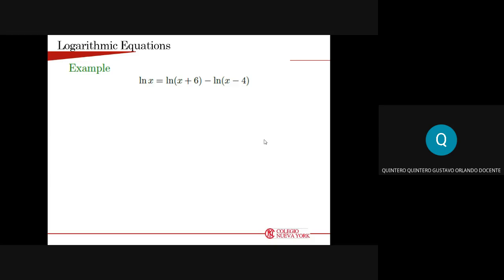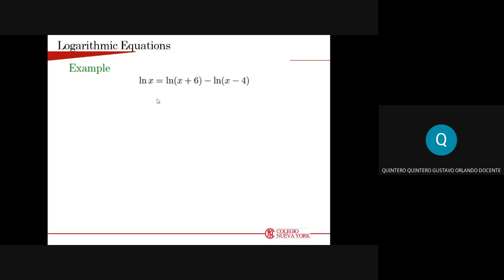One example with natural logarithms. This is the mother of all. Take a look at these guys. We have natural logarithm on the left, and on the right we have two logarithms. So we cannot just cancel these two. We cannot cancel the two logarithms.